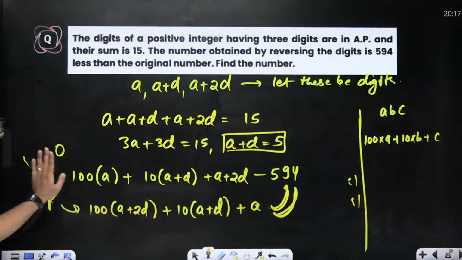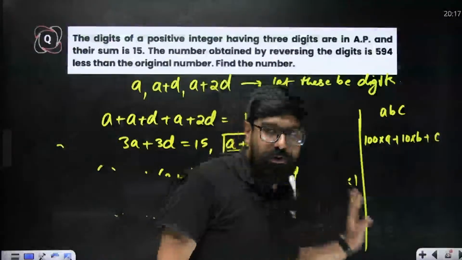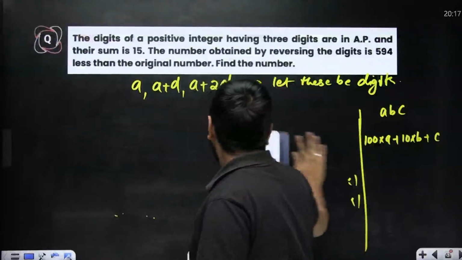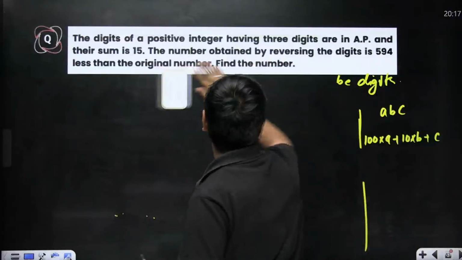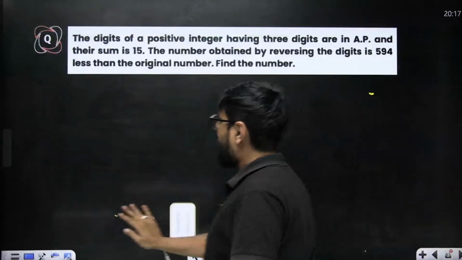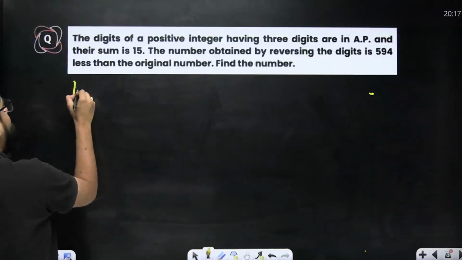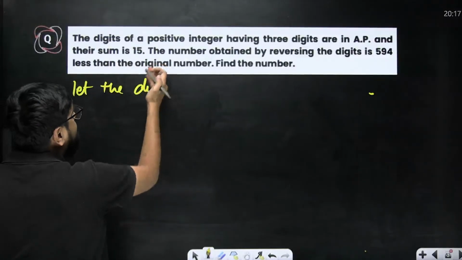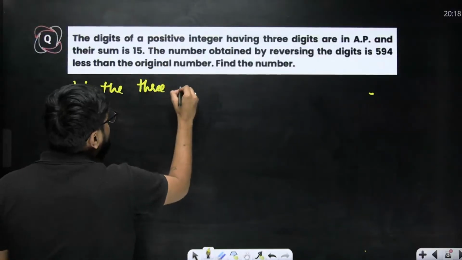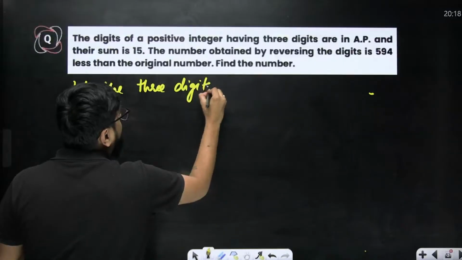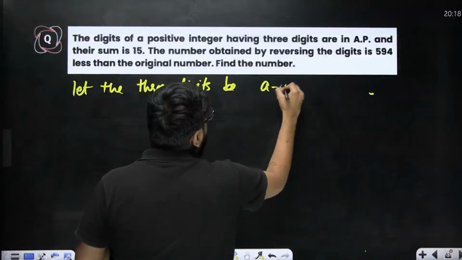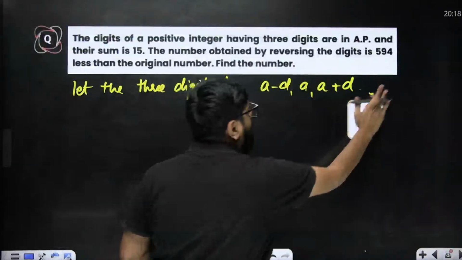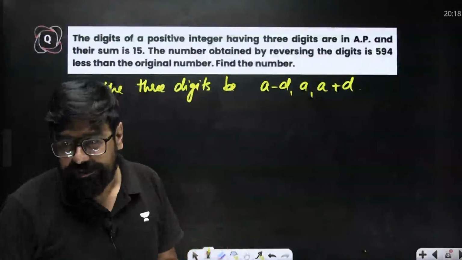That is why we say whenever you have to guess, I hope you understood this. I was just doing this to prove my point. Whenever you have to guess 3 numbers in AP, in this case 3 digits, let the 3 digits be a minus d, a and a plus d. Choose it in a way so that you can solve your question more efficiently.